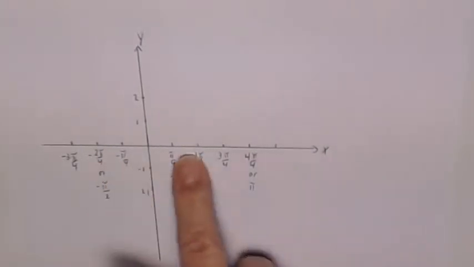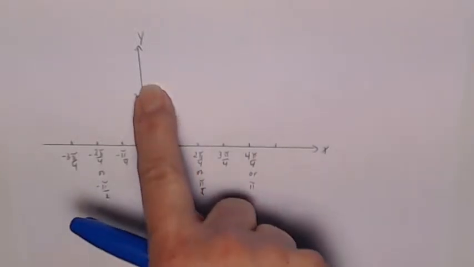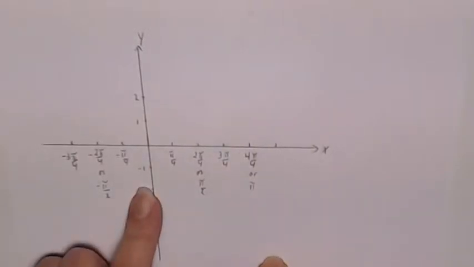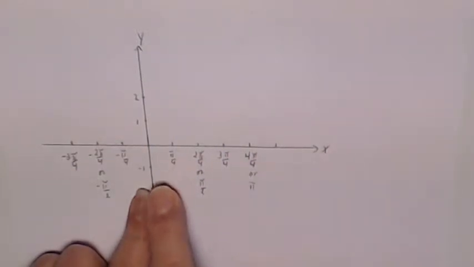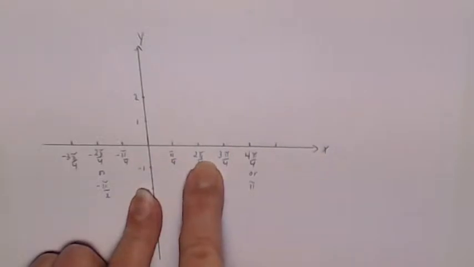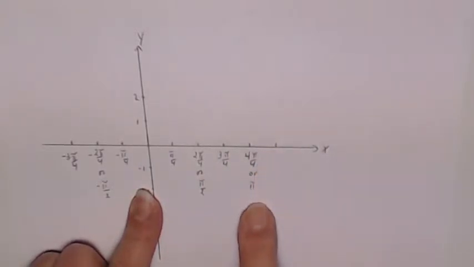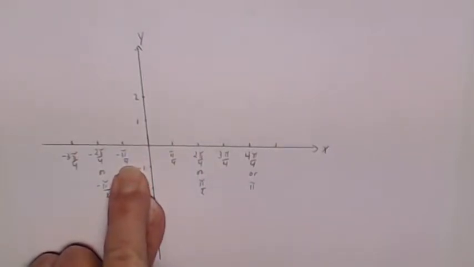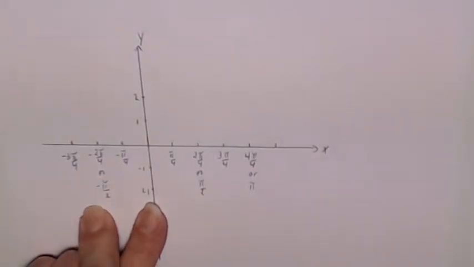So here are my x and y axes. You can see, being we have an amplitude of 2, 1, 2 on the y-axis, -1, -2 on the y-axis, and then our x-axes are in increments of pi over 4. So we have pi over 4, 2 pi over 4. Here I have reduced it. It's pi over 2. 3 pi over 4, 4 pi over 4, which reduces to pi. And then I have continued on the negative side, negative pi over 4, -2 pi over 4, and -3 pi over 4.